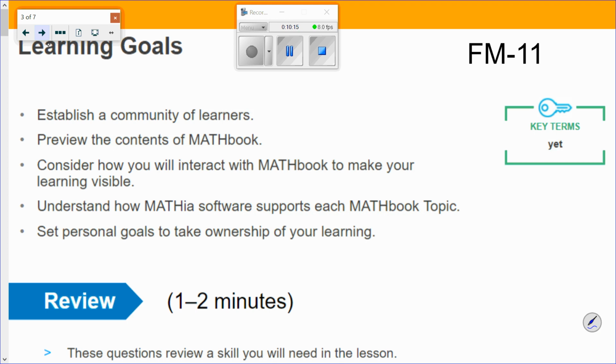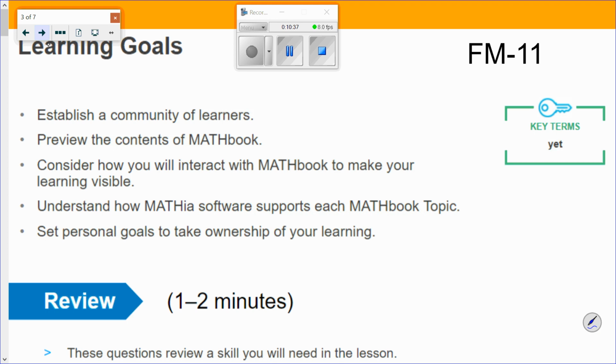The reason I like that is before you even start the lesson, you basically know what you're learning that day. So for today, our learning goals are to establish a community of learners, help you guys understand I do want you working together. A preview of the contents of Math Book. In other words, we're going to give you an idea of what is included in your books. Consider how you interact with Math Book to make your learning visible.